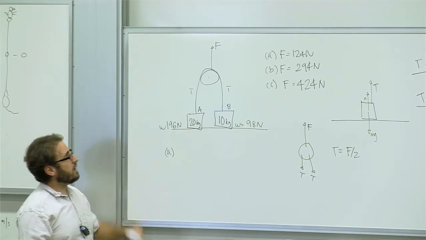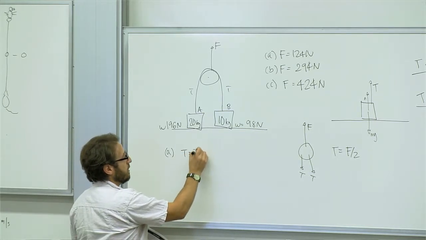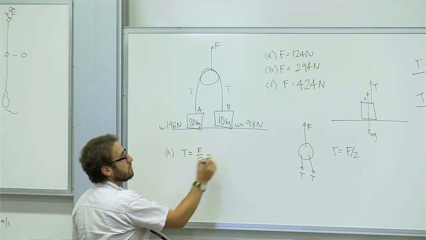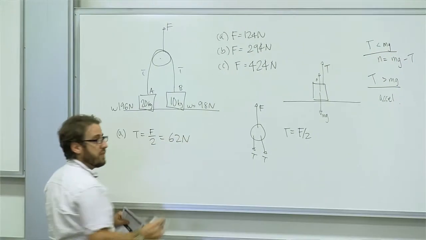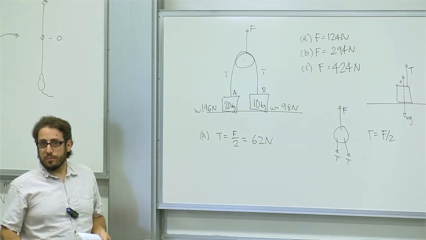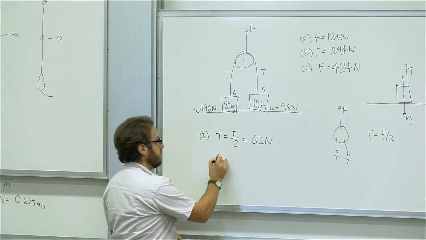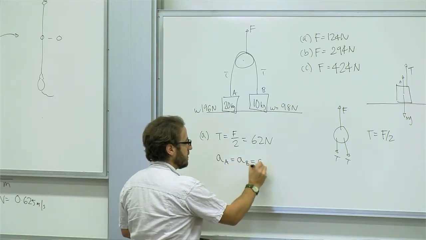Okay, so in case A, what's the force on each block? What's the tension here? Well, it's the force over 2, 62 newtons, right? So is anything going to happen? The force is not sufficient to pull either of them off the ground. So acceleration A equals acceleration B equals 0.